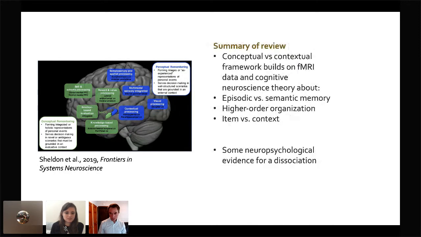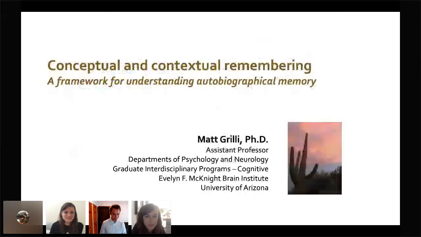And these future directions aside, Dr. Sheldon's framework clearly makes important connections to a variety of topics that are ongoing in cognitive neuroscience, and it's a valuable framework for thinking about the complexities and applications of autobiographical memory. Thank you. Great, thank you so much.